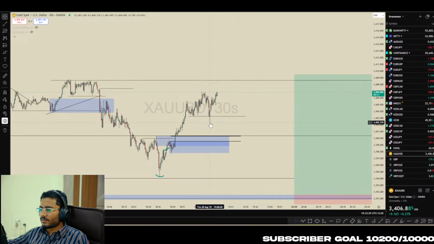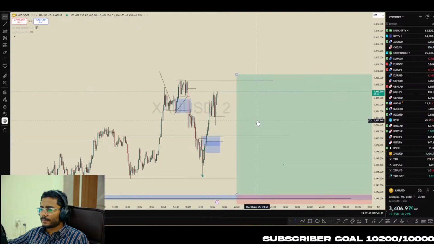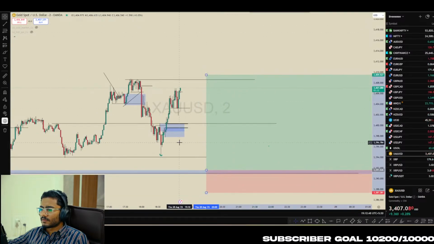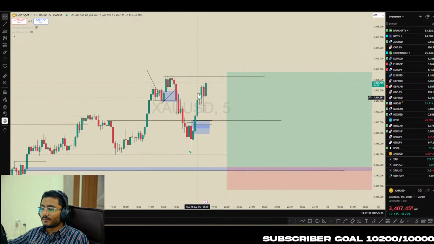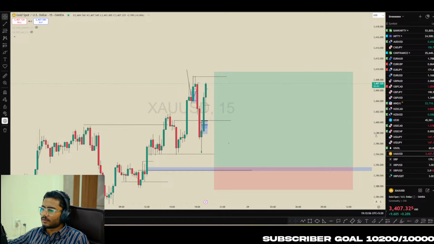You can see price absorbed the liquidity and now it's continuing to the upside. So this was a liquidity sweep. We can expect price to break this high. I'm still not getting that confidence of trading this breakout, but you can.